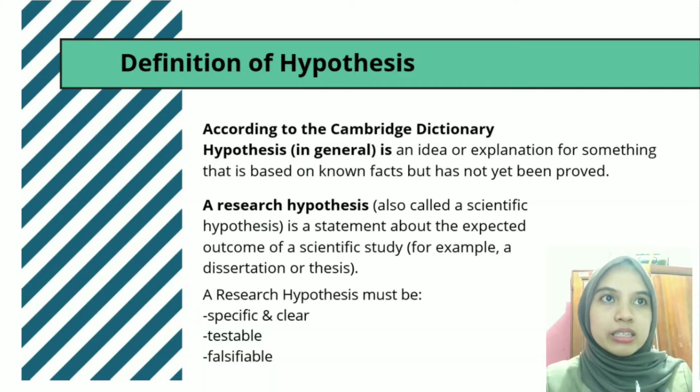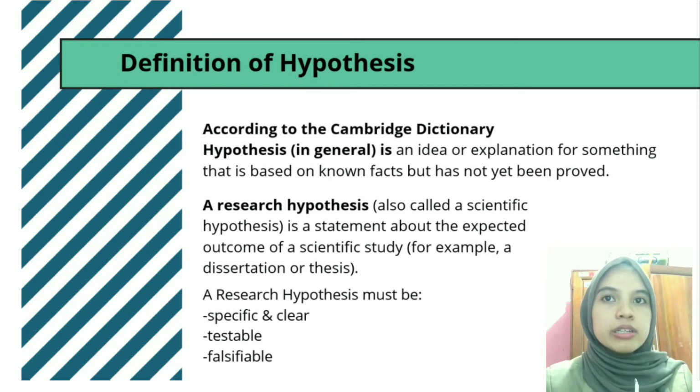According to Cambridge Dictionary, hypothesis is an idea or explanation for something that is based on known fact but has not yet been proved. In other words, it's a statement that provides an explanation for why or how something works, based on fact or some reasonable assumptions, but that has not yet been specifically tested. And a definition of a research hypothesis, or also called a scientific hypothesis, is a statement about the expected outcome of a scientific study, for example, a dissertation or thesis.